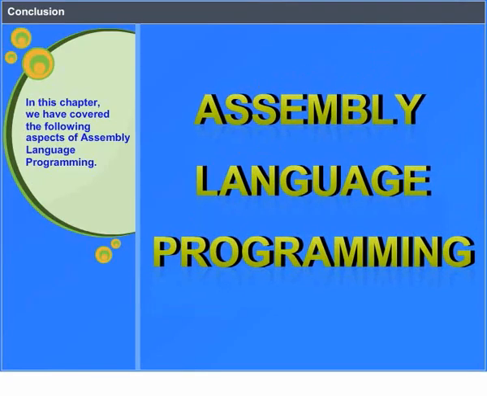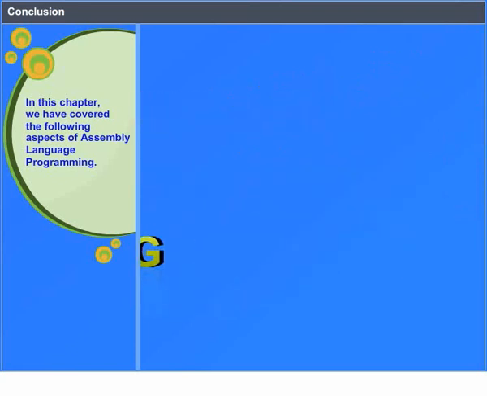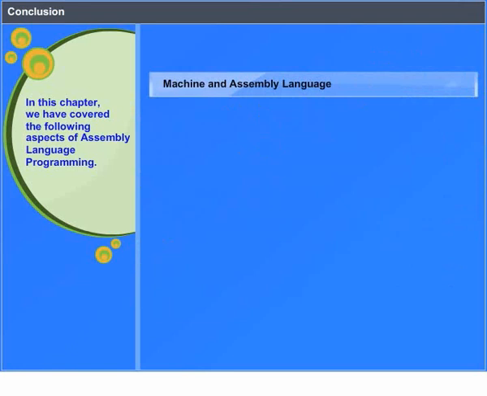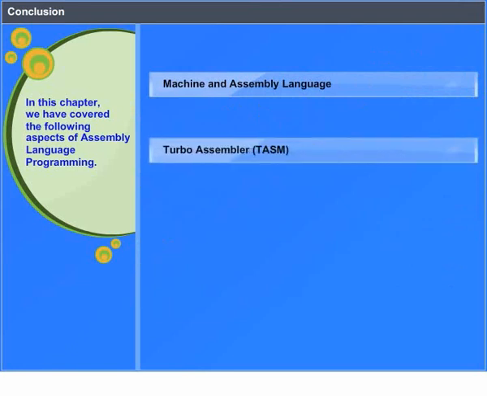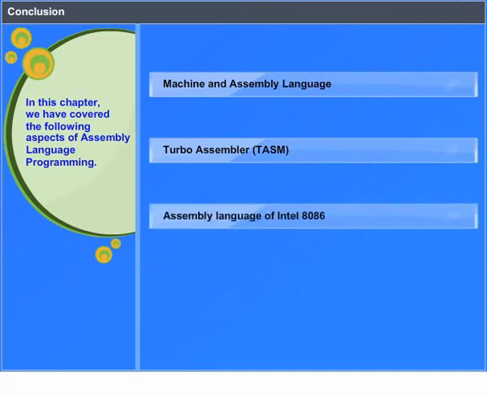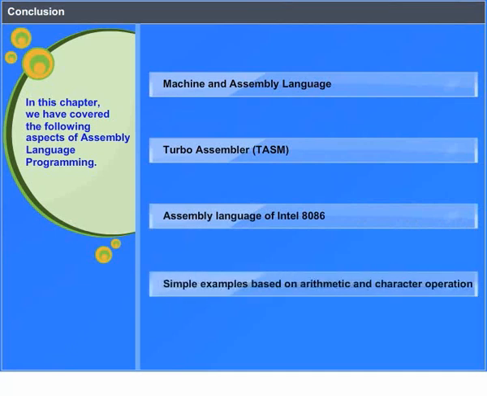Conclusion. In this chapter, we have covered the following aspects of assembly language programming. Machine and assembly language. Turbo Assembler, TASM. Assembly language of Intel 8086. Simple examples based on arithmetic and character operation.